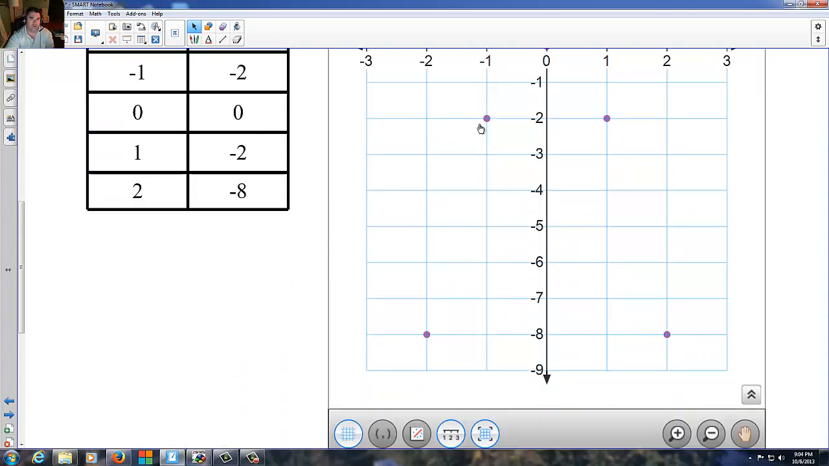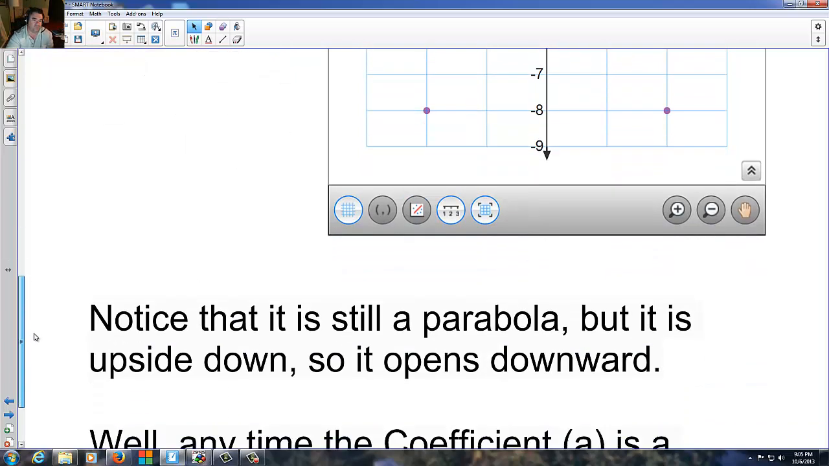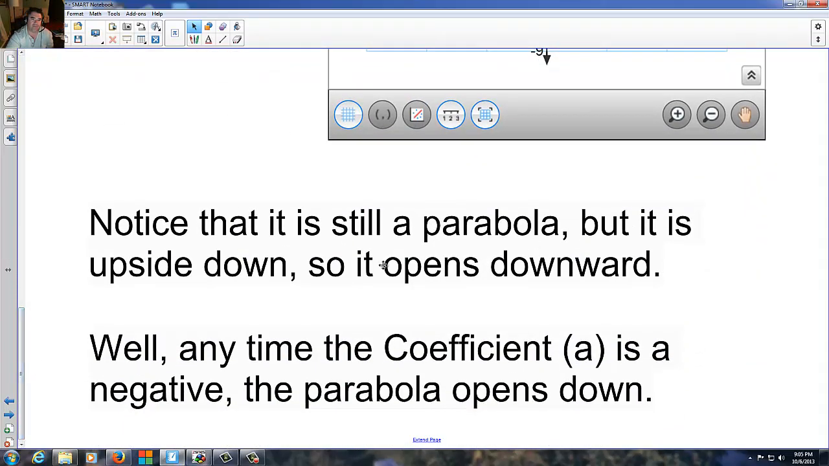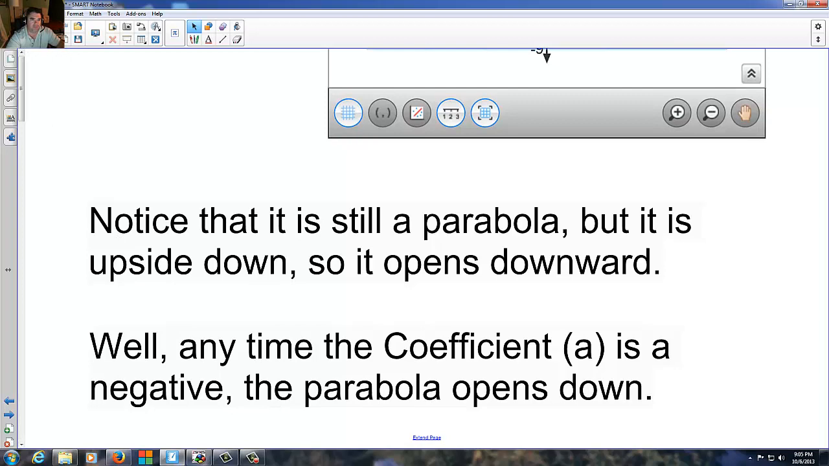You form your parabola, but it's going down. It's a negative parabola. It is still a parabola, but it is upside down, so it opens downwards. Well, anytime the coefficient is a negative, then the parabola opens down. I said it, so it's good.